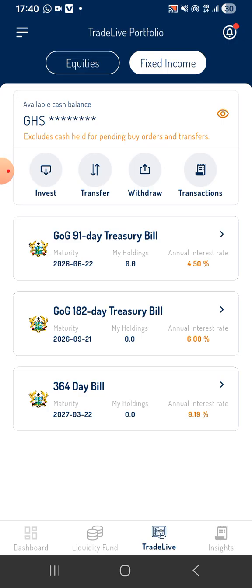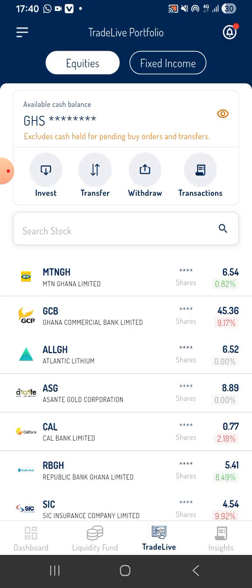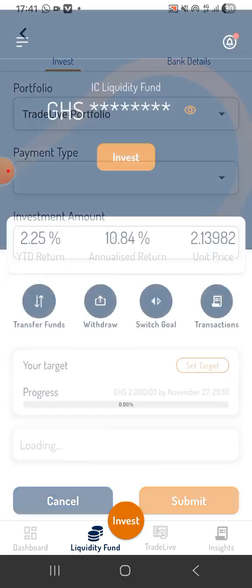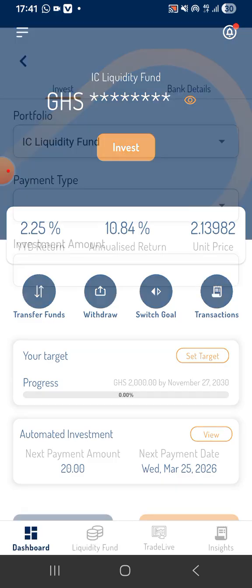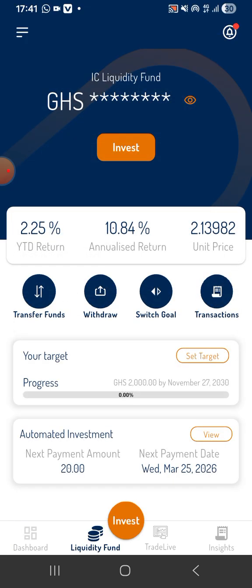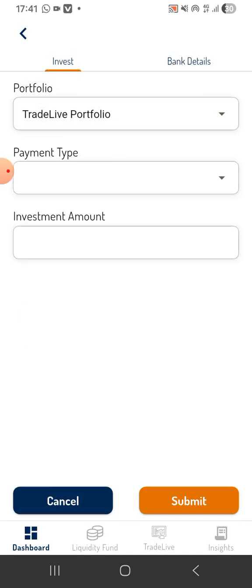Another thing is that if you want to invest in the Ghanaian stock market, you also need to make a deposit, like what we said about the IC liquidity fund. You click on invest here, and you can see that it has selected the Trade Life portfolio. That means the funds will go to Trade Life, which will help you buy the stocks. But if you want to invest in the liquidity fund, you have to click invest on the liquidity fund. When I come here and click on invest at the top, you can see that the portfolio is the IC liquidity fund. But if I want to do that for the stocks, I click on Trade Life and then click on invest. Then it brings me to the Trade Life portfolio. So it's the same thing.